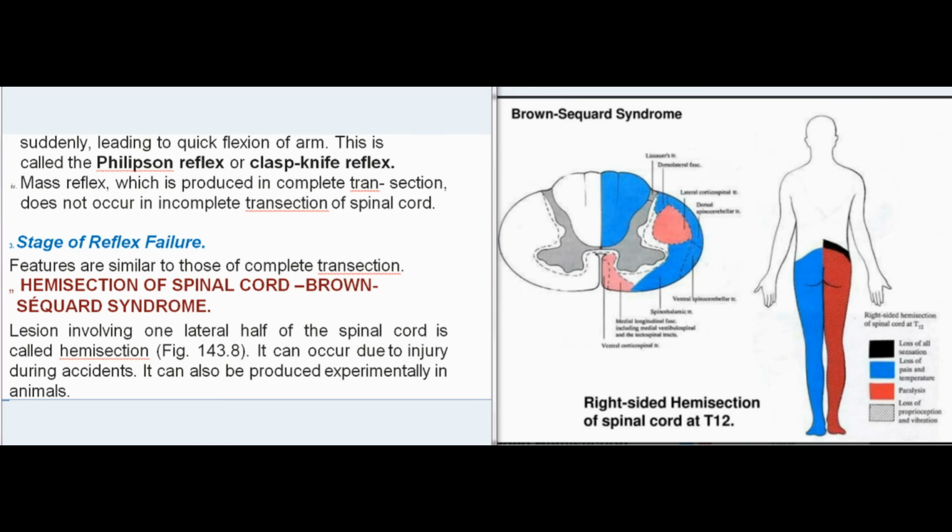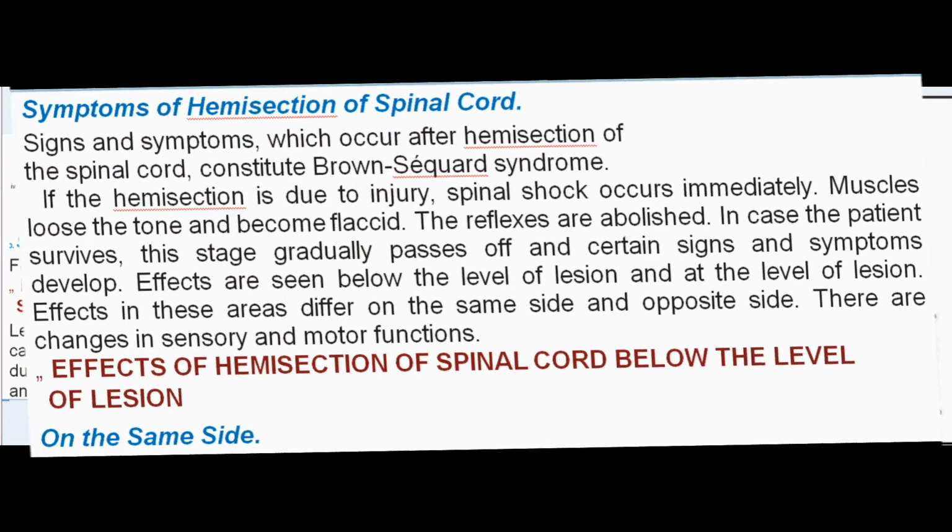Mass reflex, which is produced in complete transection, does not occur in incomplete transection of spinal cord. Stage of reflex failure. Features are similar to those of complete transection. Hemisection of spinal cord, Brown-Séquard syndrome. Lesion involving one lateral half of the spinal cord is called hemisection, Fig 143.8. It can occur due to injury during accidents. It can also be produced experimentally in animals.